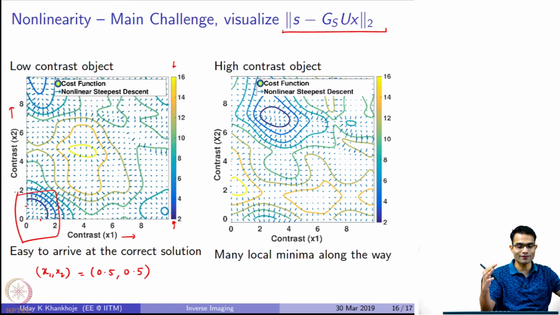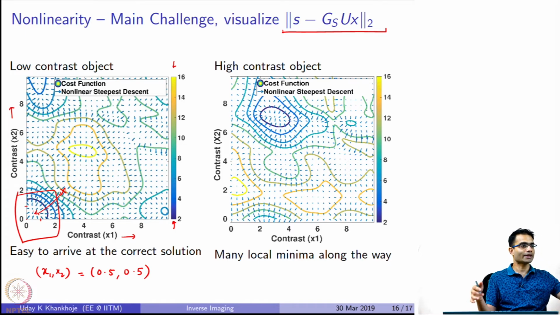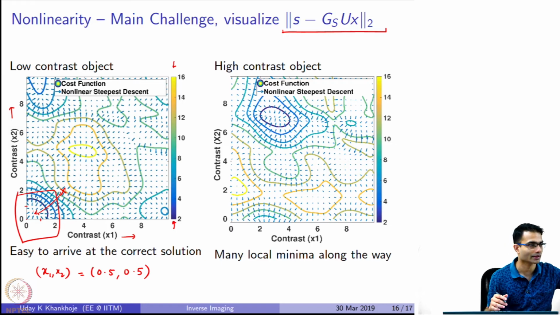So it's like I have one valley over here. Even if I had started from here, what will happen? These arrows will nicely guide me back in. So there is only one valley. If I start anywhere in the neighborhood of that valley, I reach the correct answer.